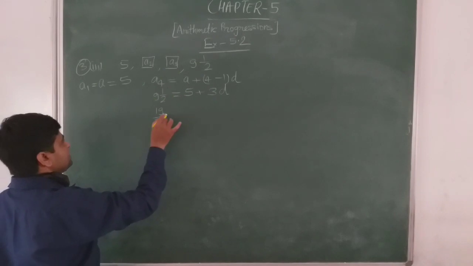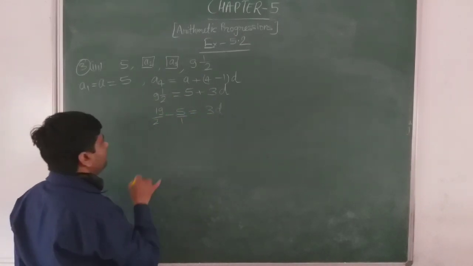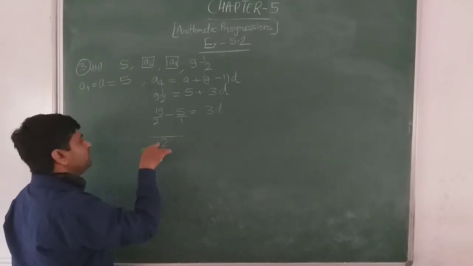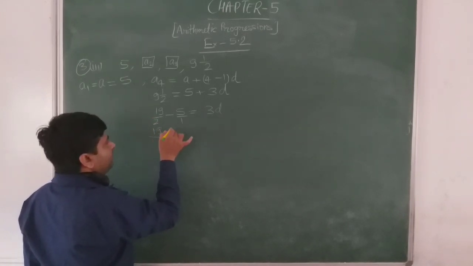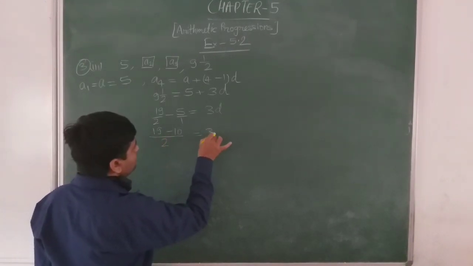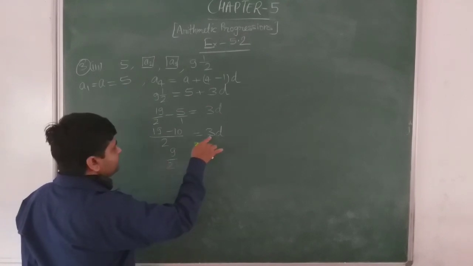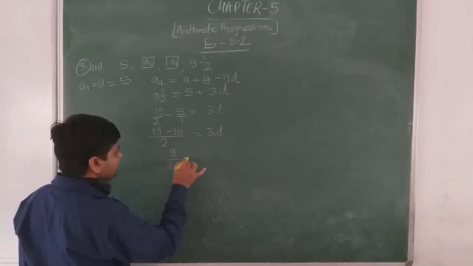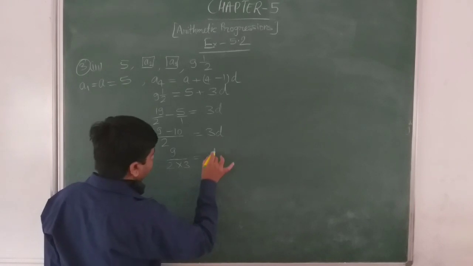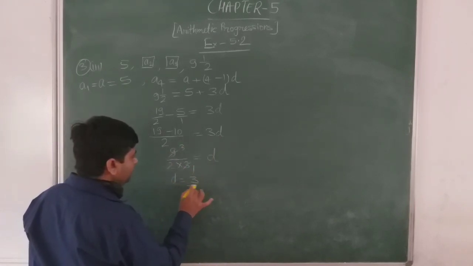Now 9 2s are 18, and 1 is 19 upon 2. 5 transferred to the LHS, so it will be minus, equals 3D. Upon 1 we put, taking LCM that is 2. 2 1s are 2, 1 into 19 that is 19, minus 1 2s are 2, 2 into 5 that is 10, equals 3D. 19 minus 10 that is 9 upon 2. This 3 goes in divide on the LHS side, so it is divided, equals D. 3 3s are 9, so D equals 3 upon 2.